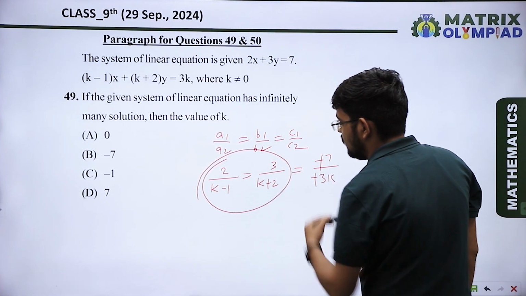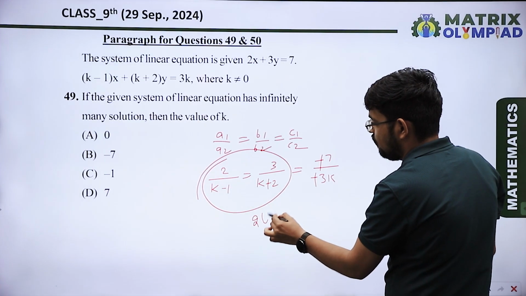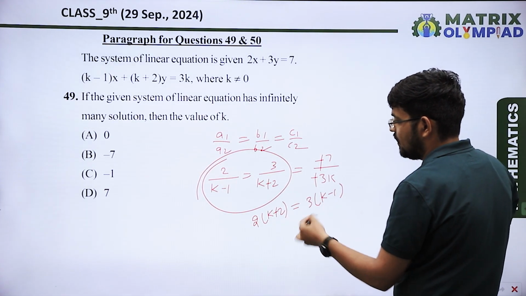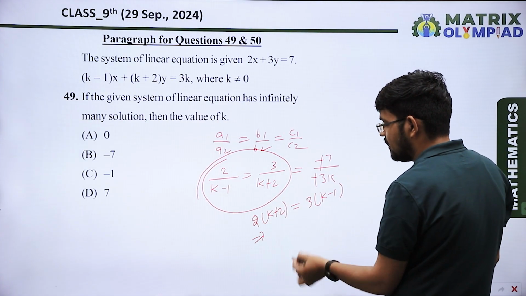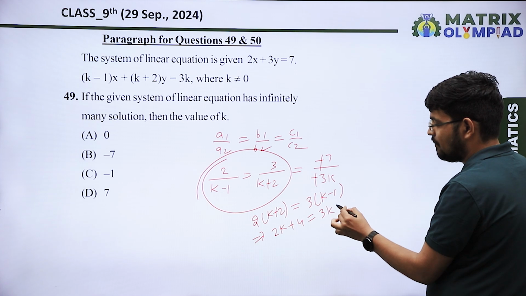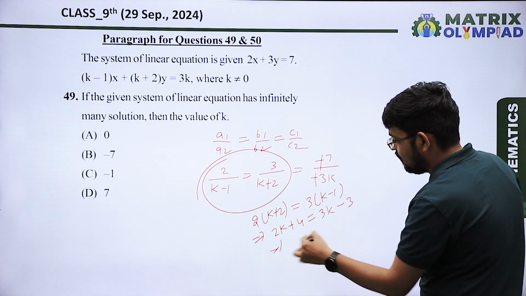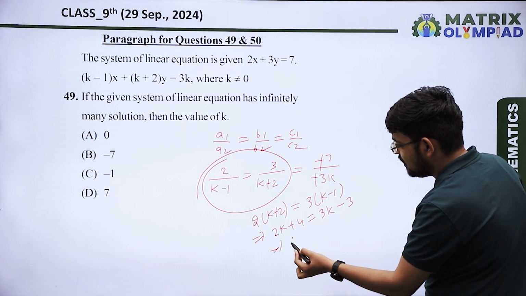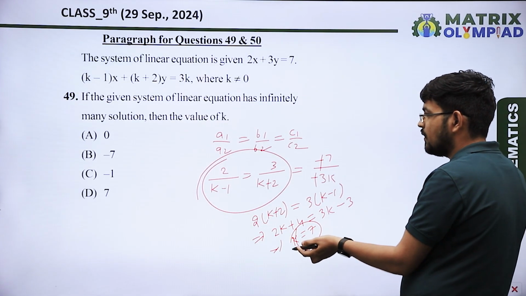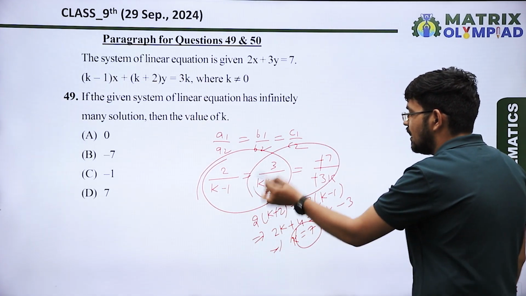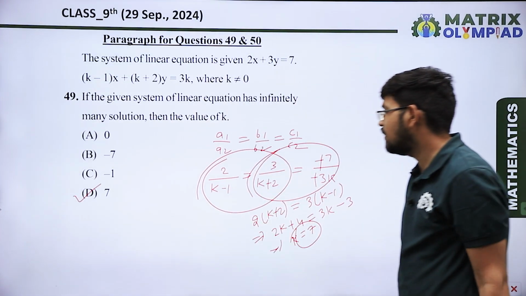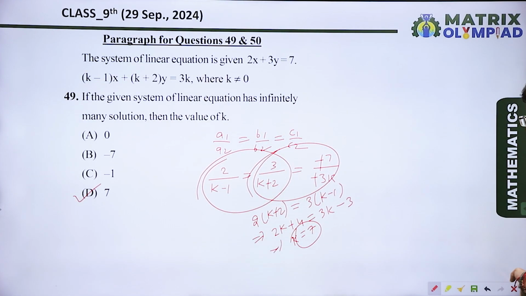So when you take this one, you will get 2 times k plus 2 equals 3 times k minus 1. After the cross multiplication, you will get this. So that is 2k plus 4 equals 3k minus 3, and the value of k you will get is 7. So from here the value of k is equal to 7, and you can also solve using this, you will get the same value. So option D will be the correct answer, k equal to 7.